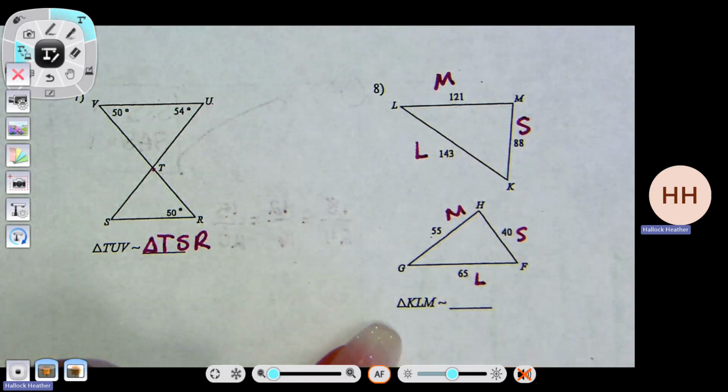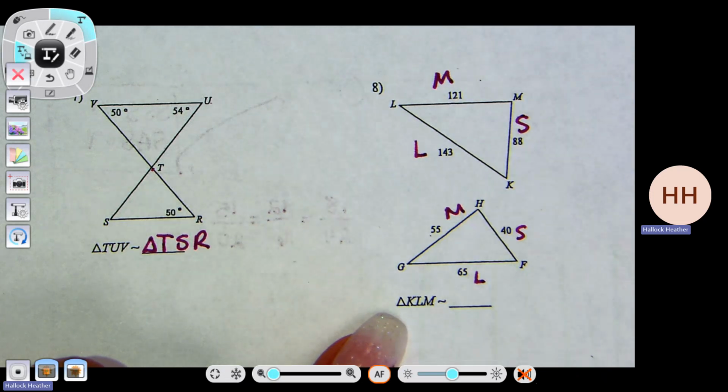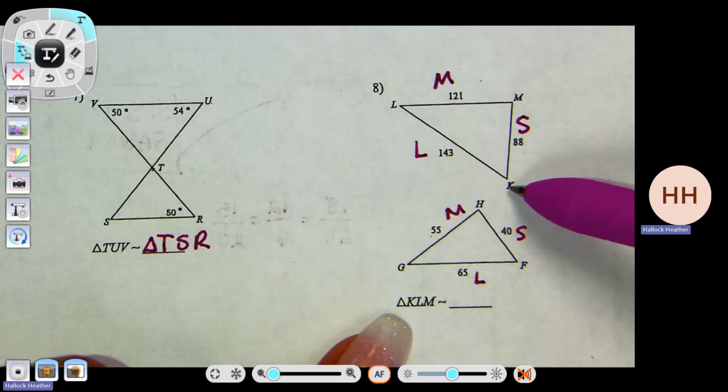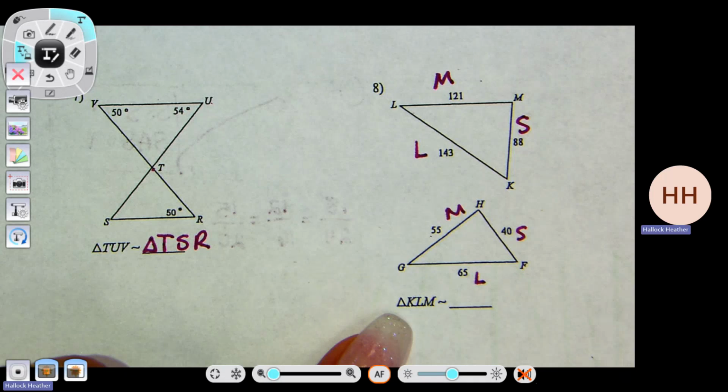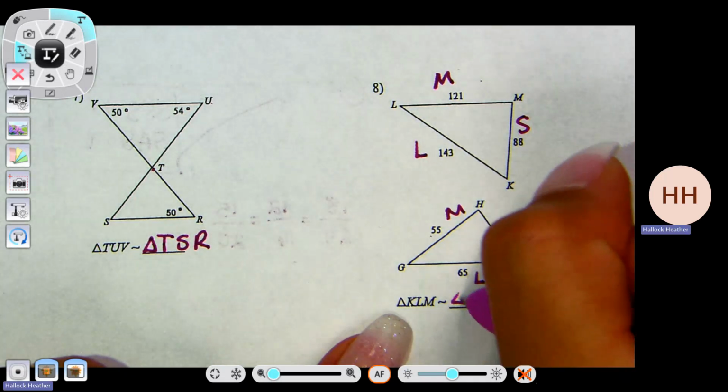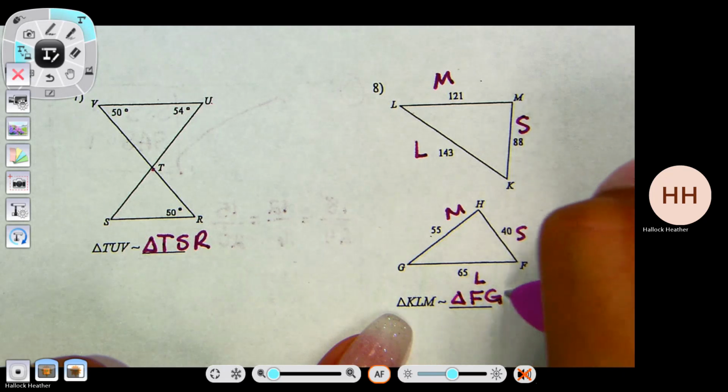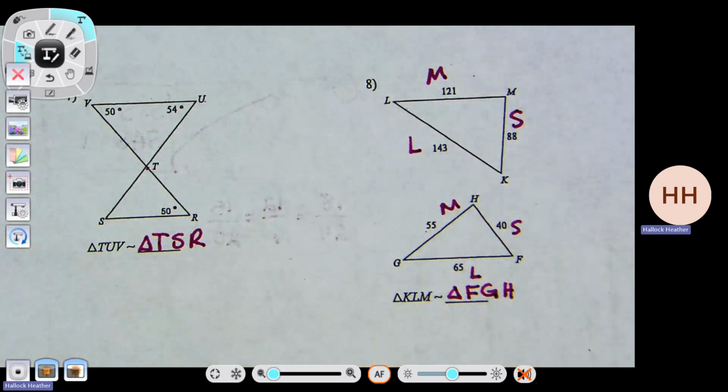Take a second. You're going to try to match K, L, M. Some of you can just look at the triangles and tell. Some of you have a harder time. So if you can't just tell, you can look at the numbers. The numbers will help you. The shortest matches with the shortest, the longest matches with the longest. So if I say K first and I go to L and then I go to M, what would it be? F, G, H. Okay, so on the back, you're just finishing your little triangles.